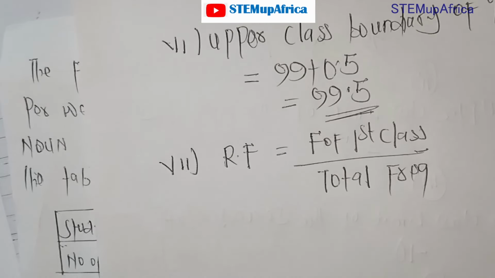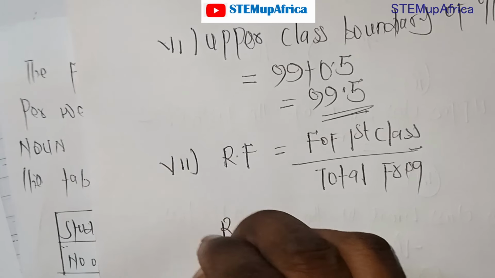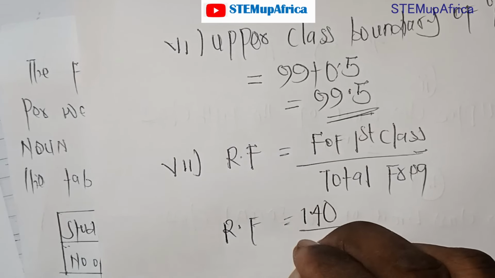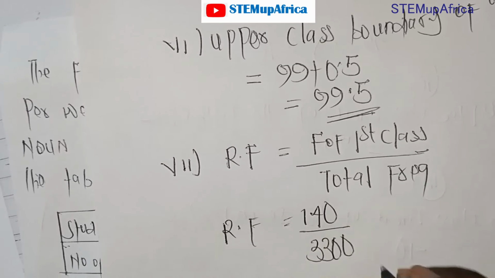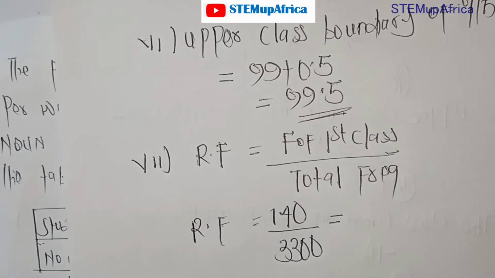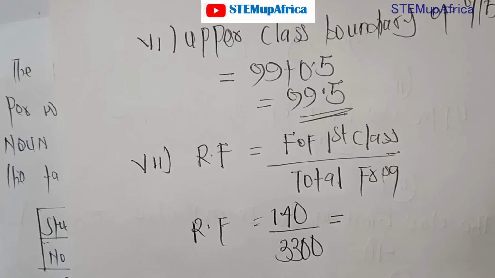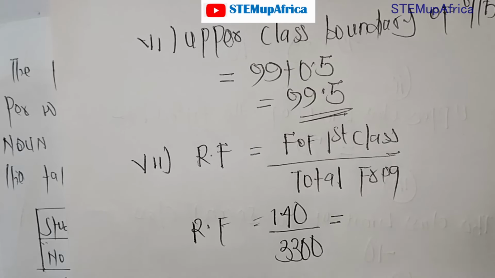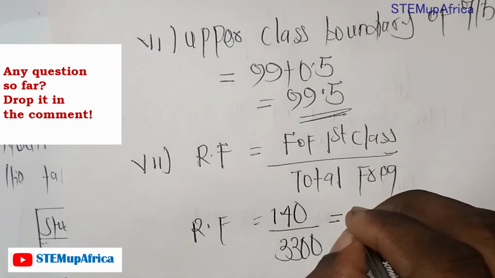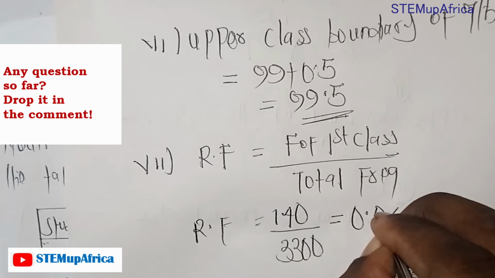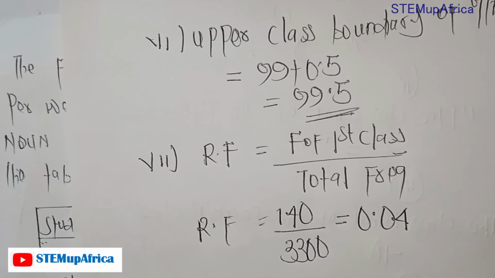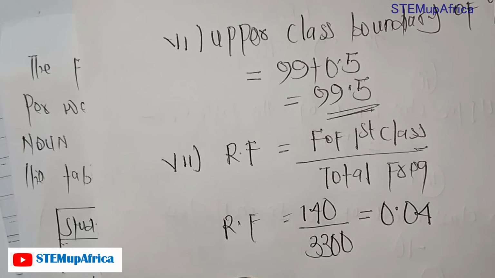So my relative frequency now is simply 140 divided by 330. What would that give us? I'll simply divide 140 by 330. That will give us 0.0404, which is 0.04 to 2 decimal places.